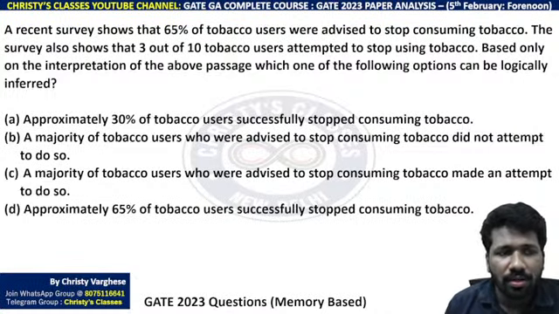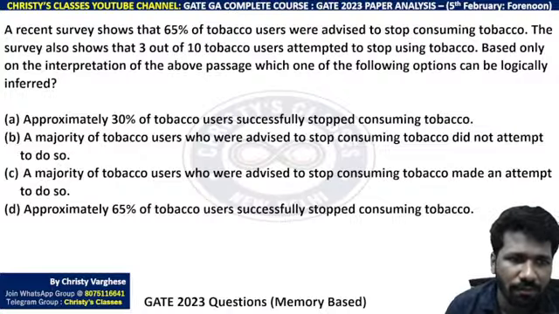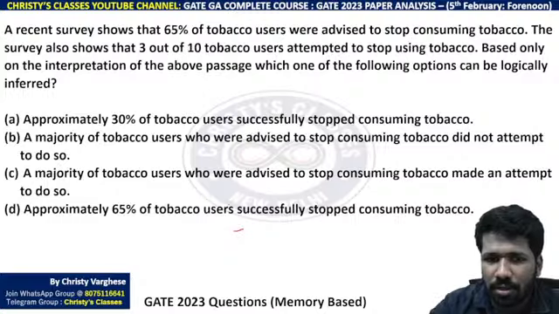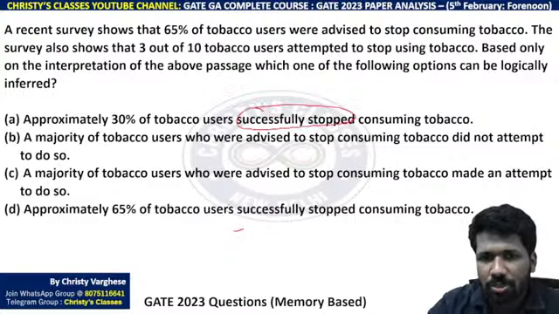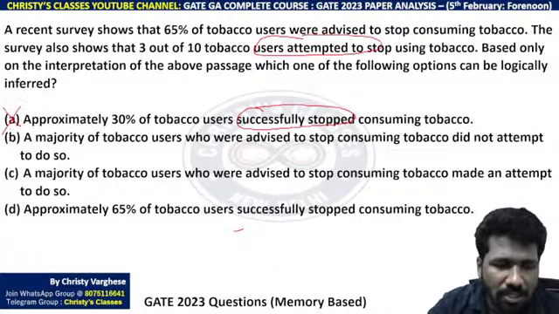Based on the interpretation of the above passage, which of the following options can be logically inferred? Approximately 30% tobacco users successfully stopped. That is clearly wrong. Successfully stopped, nowhere it is mentioned. Attempted is mentioned. Keywords, if you observe, it is very simple. So option A is clearly wrong.